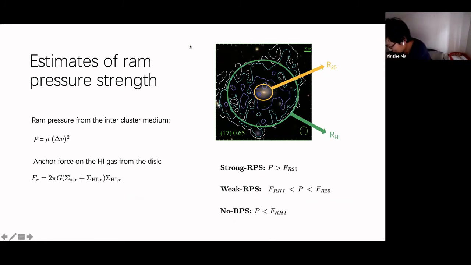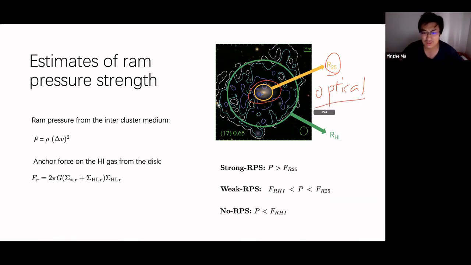Yes. Can you see my pencil? Yeah. This means just the optical image. What does that 25 represent? It is optical.